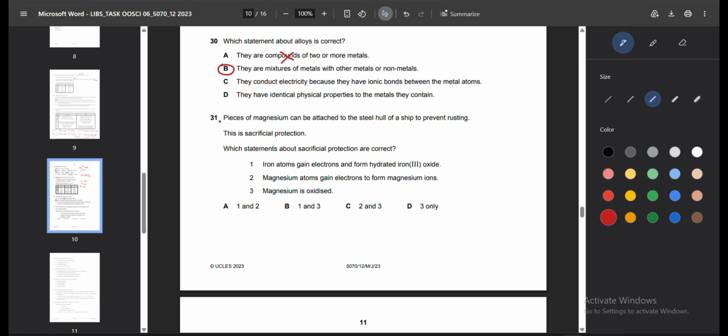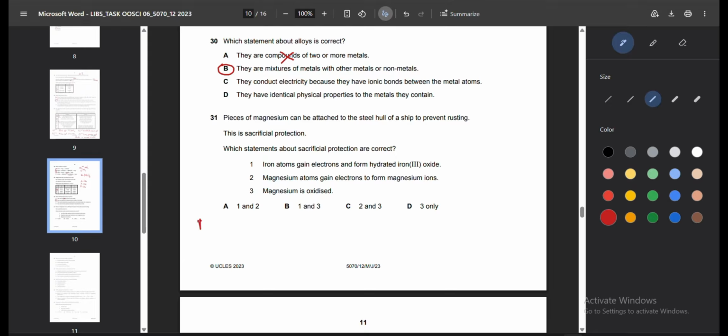Question number 31 is that pieces of magnesium can be attached to the steel hull of a ship to prevent rusting. This is called sacrificial protection. Which statements about sacrificial protection are correct? One is that iron atoms gain electrons from hydrated iron 3 oxide. So what happens in sacrificial protection, that magnesium, we know that magnesium is more reactive than iron, so it acts as the sacrificial anode.